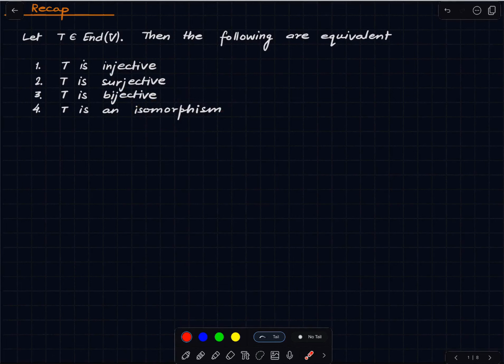Here are some problems for practice. And now let us get started.